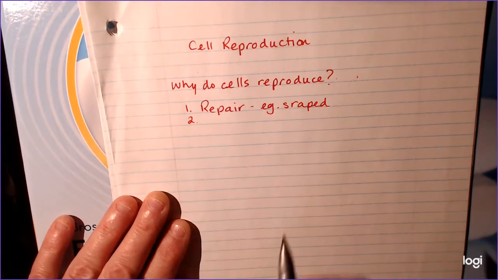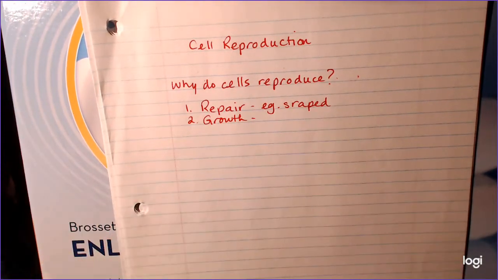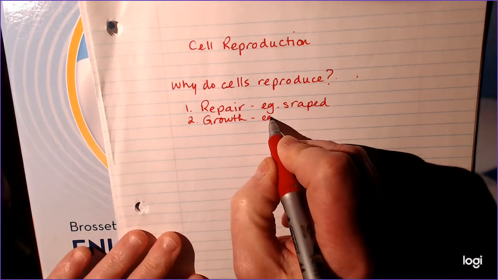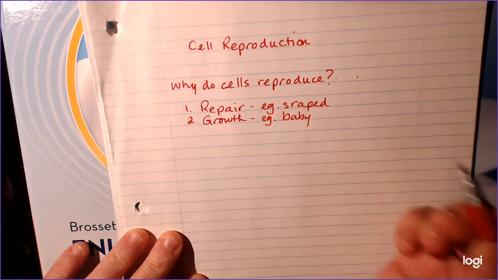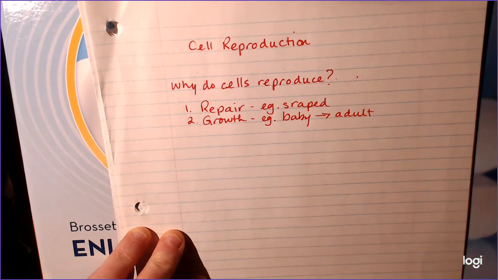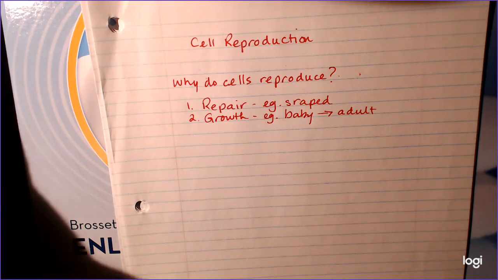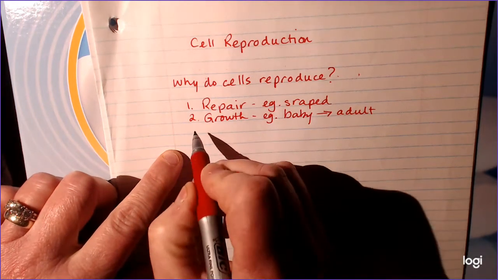The second reason cells reproduce is growth. We talked about living things being able to grow both in the size of the cells and then in the number of cells. And if you think of yourself when you were just a little wee baby, you didn't have as many cells as you do now. So we've got growth from a baby into an adult. As an example, we've got fewer cells in a baby and a lot more cells in an adult, and those lots of cells have come from those cells reproducing themselves.